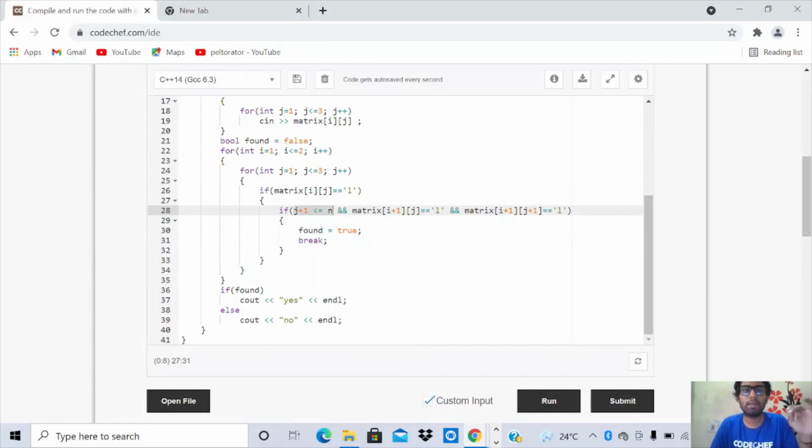Because I am restricting my outer loop i to go only to the second row, there is never a case where i plus 1 will be out of bounds. However, since my j is going from 1 to 3, there is a potential of my j reaching an out of bound condition. That's why I'm checking this here, just to be sure. Now, if my boolean variable found equals true, I'm outputting yes. Otherwise, I'm printing the output as no. So hope this is clear.